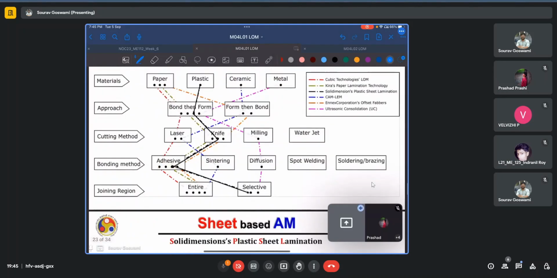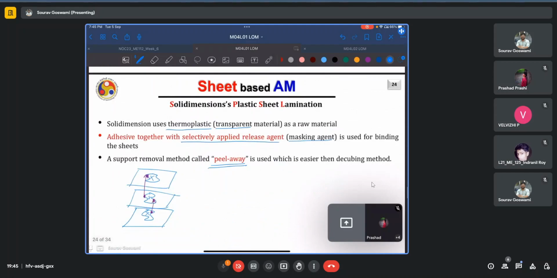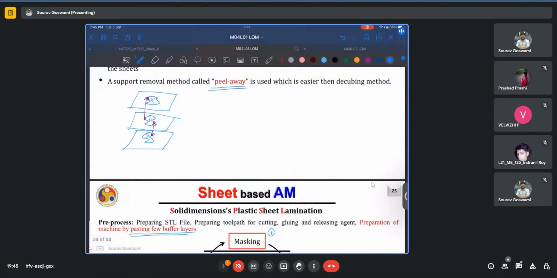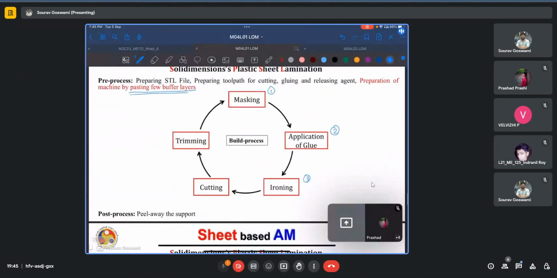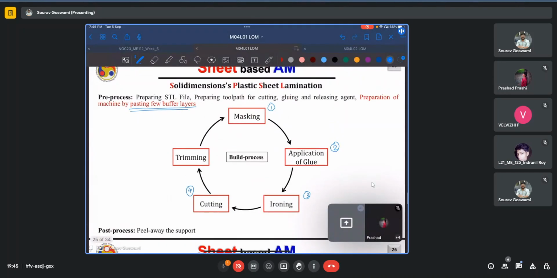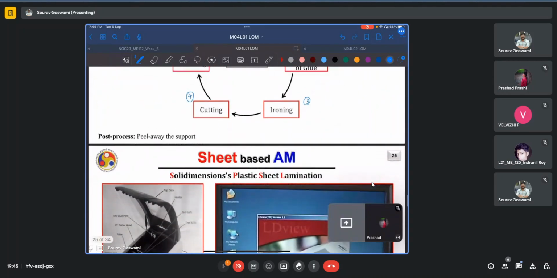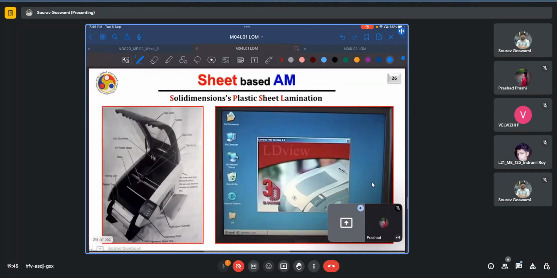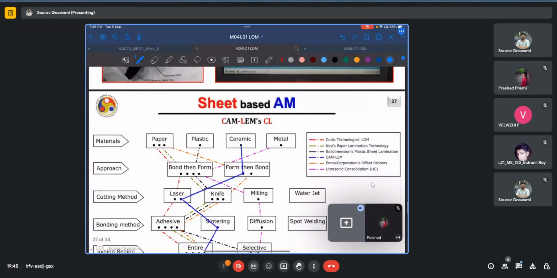So in this case, ironing is used to actually bond the sheets together. Then they're cut using the mechanical knife, and some trimming operation is also performed as an afterthought. The post-processing includes peeling away of the support. So this is far faster and less time consuming than the conventional decubing process. The video also explains it very well.